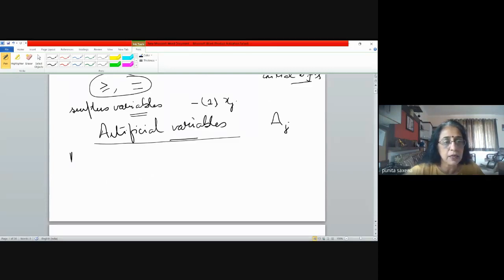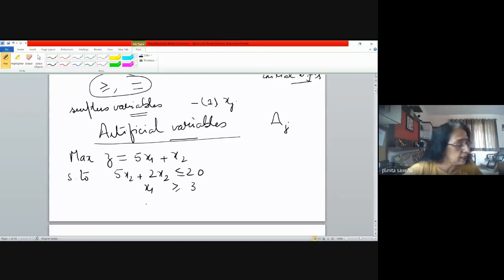Supposing I have this problem where I have to maximize z equal to, I'm taking a smaller problem, 5x1 plus x2, subject to 5x1 plus 2x2 less than or equal to 20, x1 more than or equal to 3, x2 less than or equal to 5, and of course x1, x2 more than or equal to 0. Now you can see this problem.